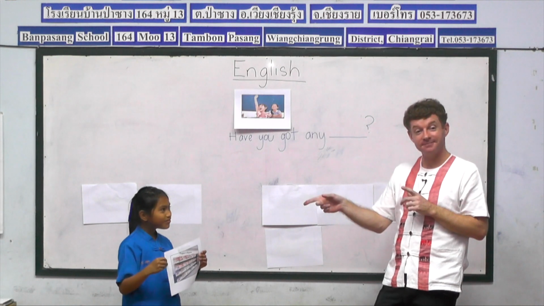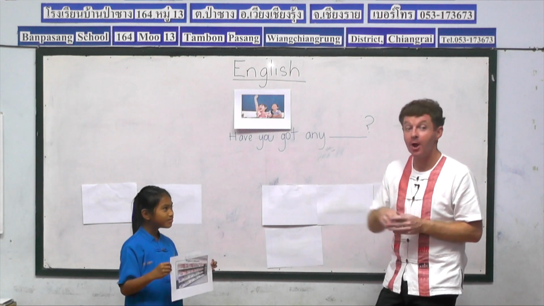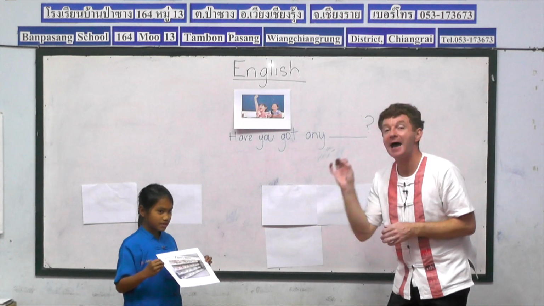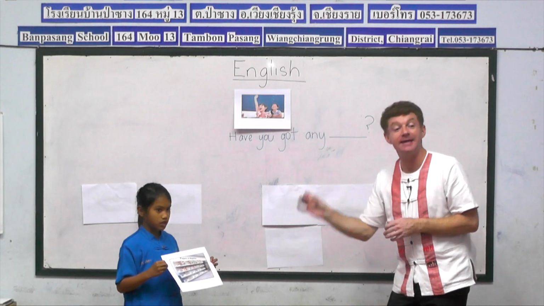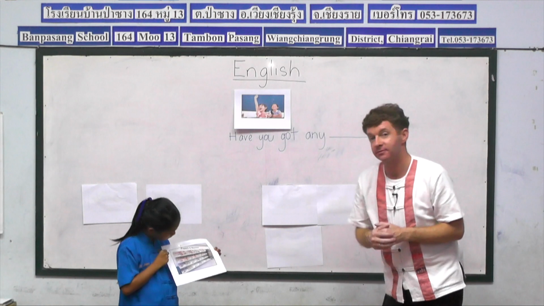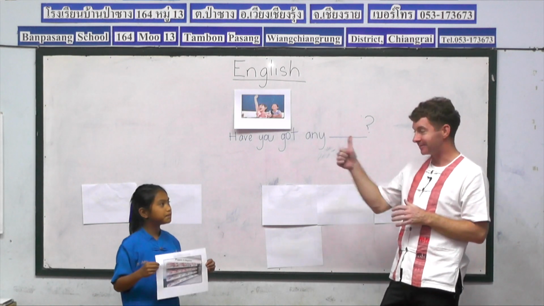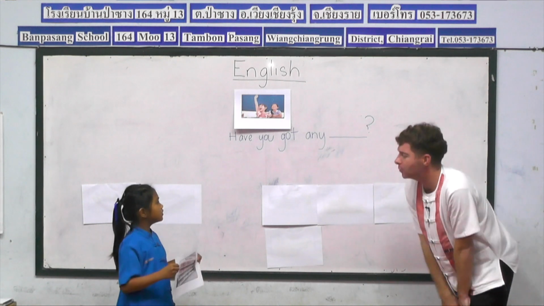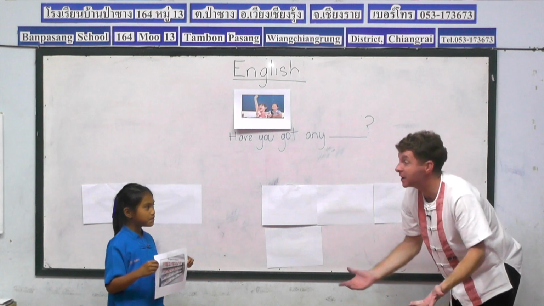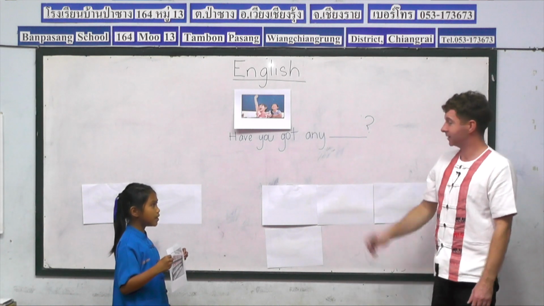Is that milk? No. So what do we say when it's none? No. We don't have any milk, but we have some newspapers. Excellent, Pak Bung. So one more time, Pak Bung, have you got any milk? We haven't got any milk.